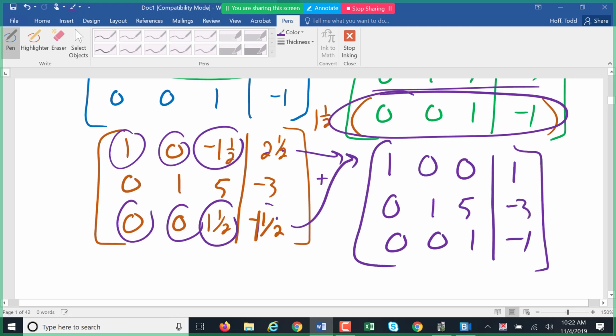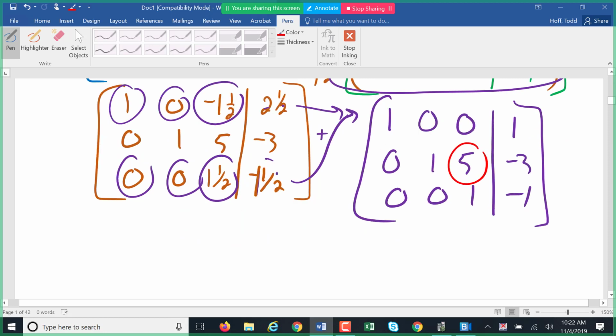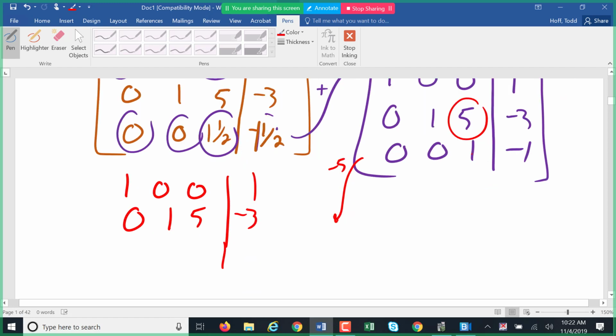So the top row is accomplished. I have all zeros after the 1. All that's left to do is to make that 5 into a 0. To do that, I'm going to use the bottom equation. I have a 1 there. I'm going to multiply that bottom equation by a negative 5. So my top row does not change. My middle row does not change at this point. That bottom row becomes 0, 0, negative 5, positive 5.